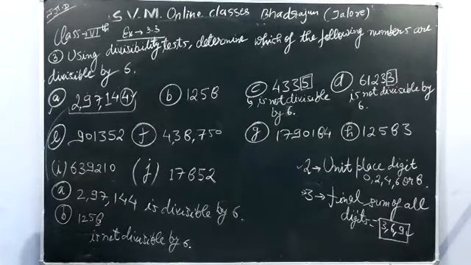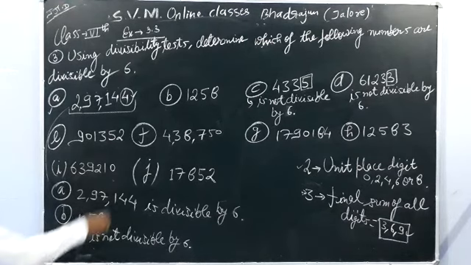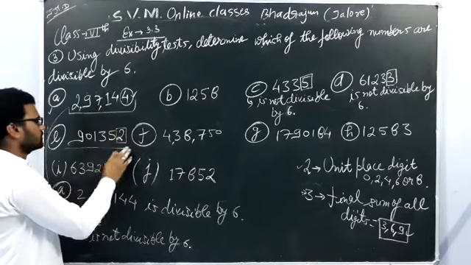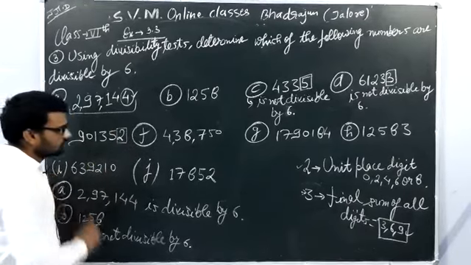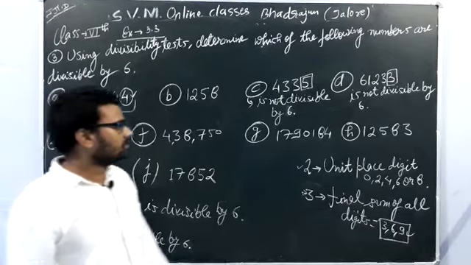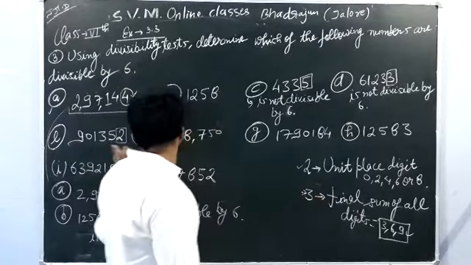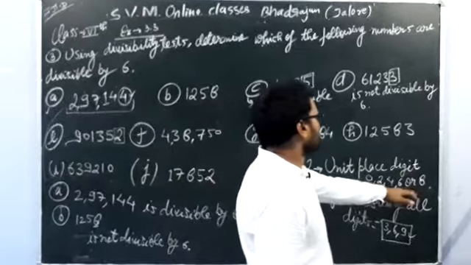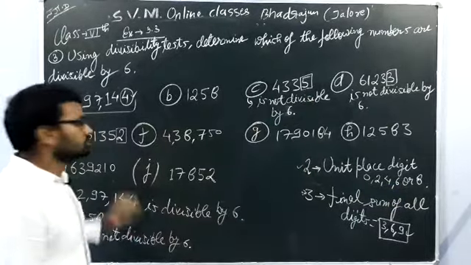Next one is part E. Here in this number our unit place digit is 2, which is coming from these digits 0, 2, 4, 6, 8, hence this number will be divisible by 2.